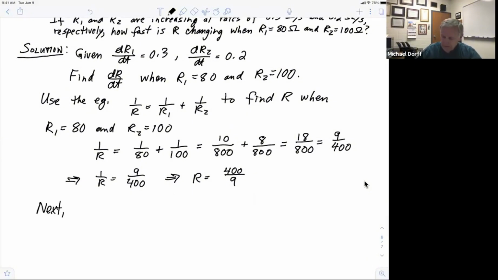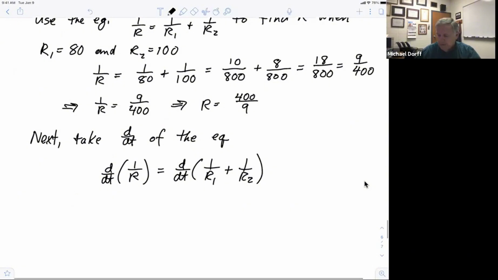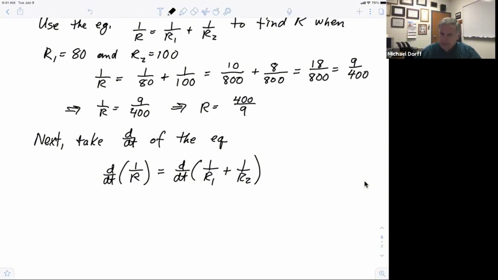So next we're going to take the derivative, d/dt, of the equation, which we're given as 1 over R. We're going to take d/dt of 1 over R equals d/dt of 1 over R1 plus 1 over R2. Now, when I have expressions like 1 over R, I think it's easier in taking the derivative to write it as R to the negative 1. So I'm going to rewrite this as R to the negative 1. And then on the right side, I'm going to take the derivative of R1 to the negative 1 plus R2 to the negative 1.